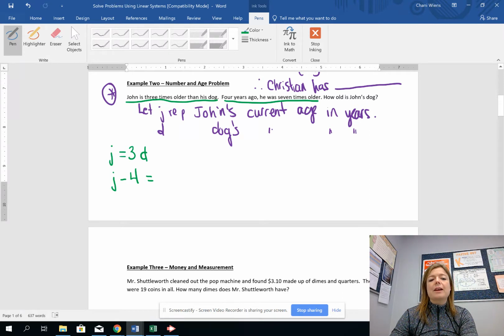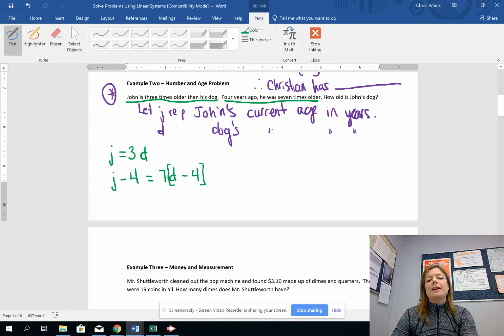Now, don't write this down. What I usually see is this, or maybe this. This is not correct. What this equation does is it takes the dog's age times 7 and then subtracts 4. We need to add something. We need to add brackets. This takes the dog's age 4 years ago and then multiplies it by 7.